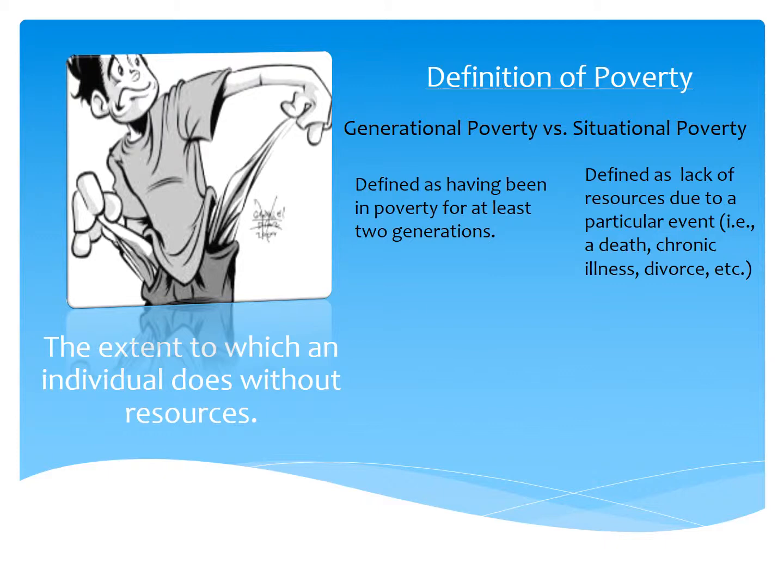Generational poverty is defined as having been in poverty for at least 2 generations. The majority of the kids we work with were born to parents who lived in poverty and are kids growing up in a culture of poverty themselves, which is a cycle that will perpetuate. So, when we talk about the culture of poverty, we are talking about generational poverty. Situational poverty is defined as a lack of resources due to a particular event, like someone losing their job, a death in the family, or a divorce.